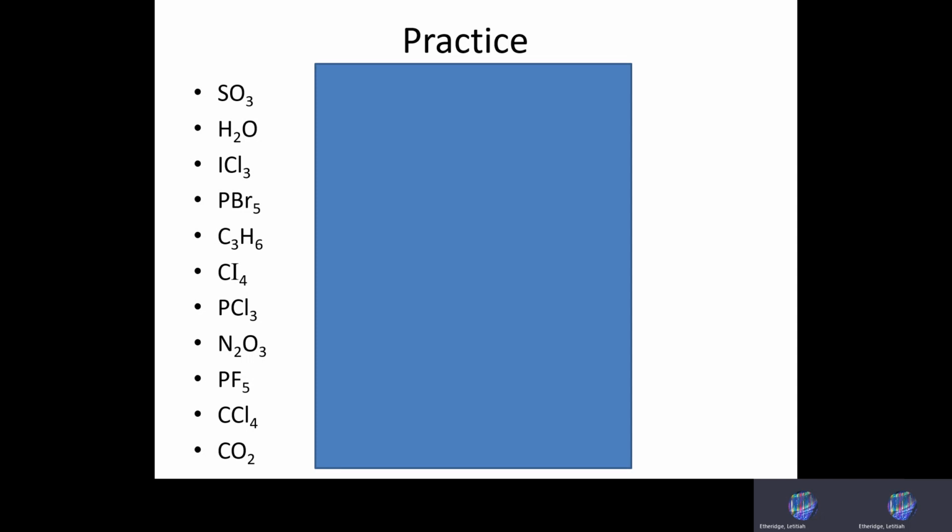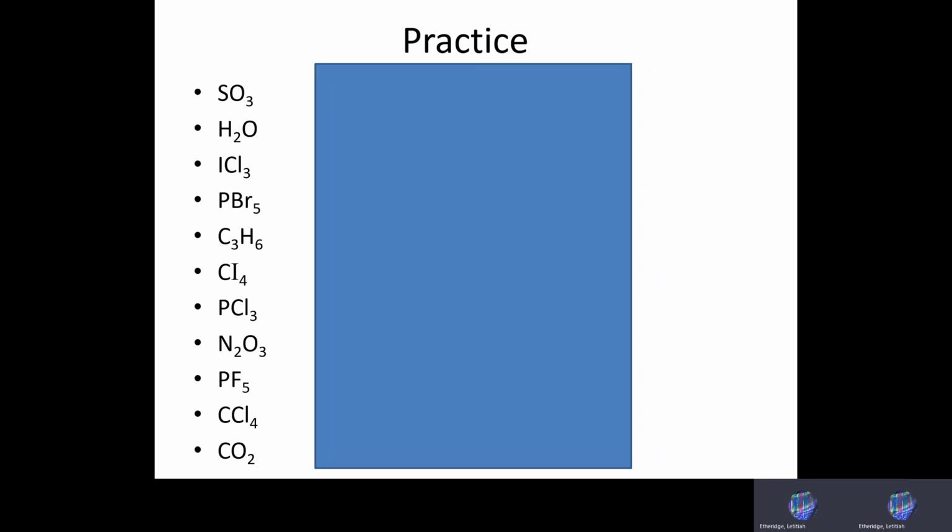Okay, let's take a look at C3H6. Now we have multiple in our first element, so we're going to need a prefix. That is going to be tricarbon. And then we have 6 hydrogen. Now this one is a little tricky, right? Say tricarbon, hexa, because there's 6, and it would be hydride.